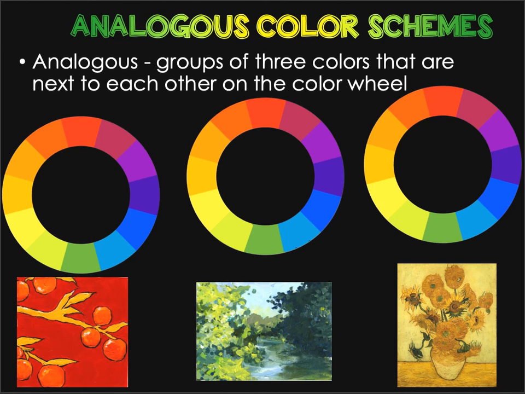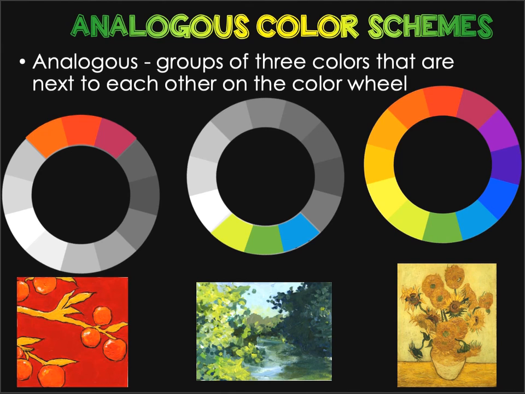So if you look at the image down below, there are three colors really represented in this. Yes, they might be different values, but there are three colors being represented in this, and that is red-violet, red, red-orange. Okay, so those are analogous. They are right next to each other on the color scheme. The next one, there are three colors really being represented in this, and that's yellow-green, green, and blue-green. Those three colors are right next to each other on the color wheel.